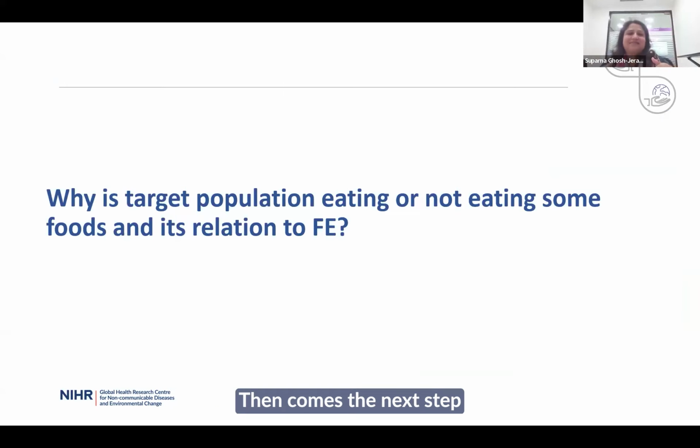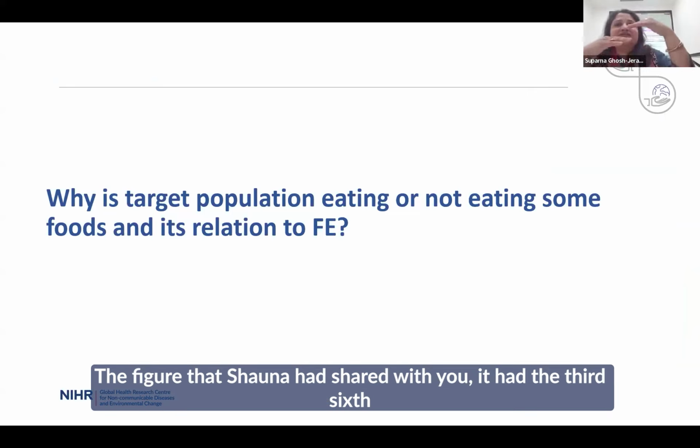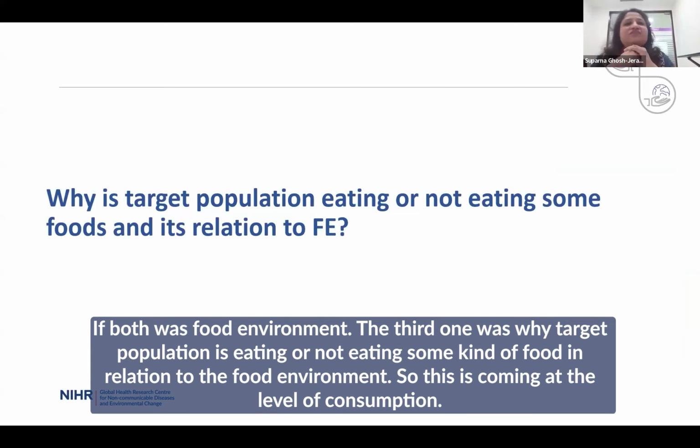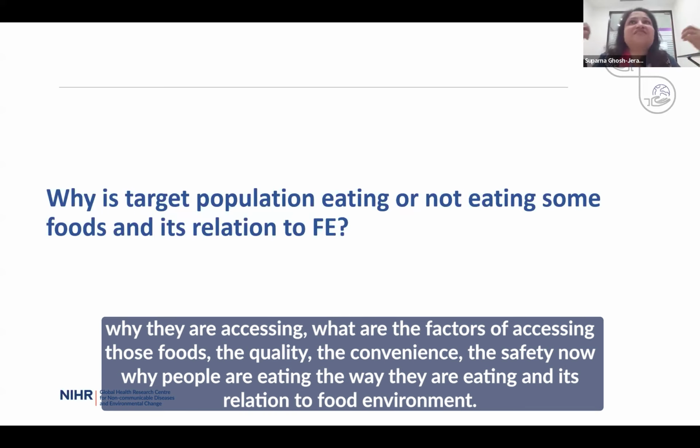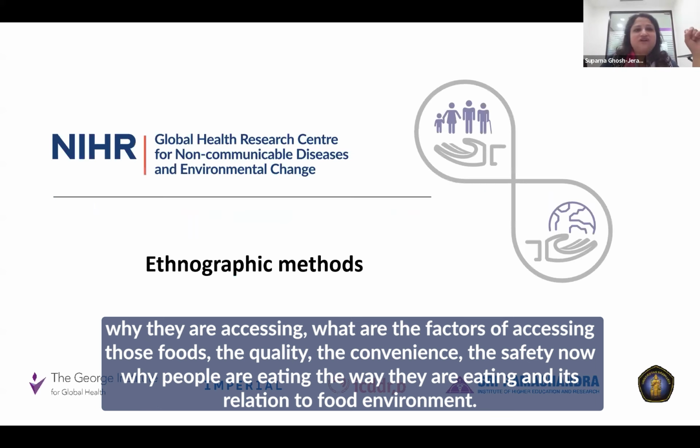Then comes the next step. The figure that Shauna had shared with you had the third, sixth, fifth, fourth being food environment. The third one was why the target population is eating or not eating some kind of food in relation to the food environment. So this is coming at the level of consumption. Till now, we were talking about procuring, why they are accessing, what are the factors of accessing those foods, the quality, the convenience, the safety. Now, why people are eating the way they are eating and its relation to food environment.